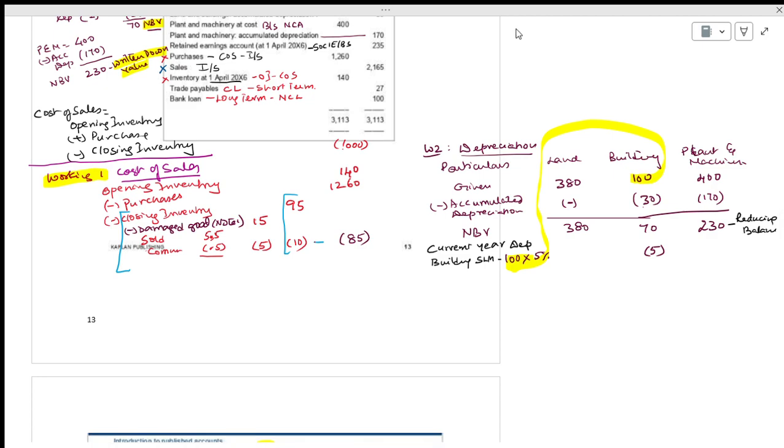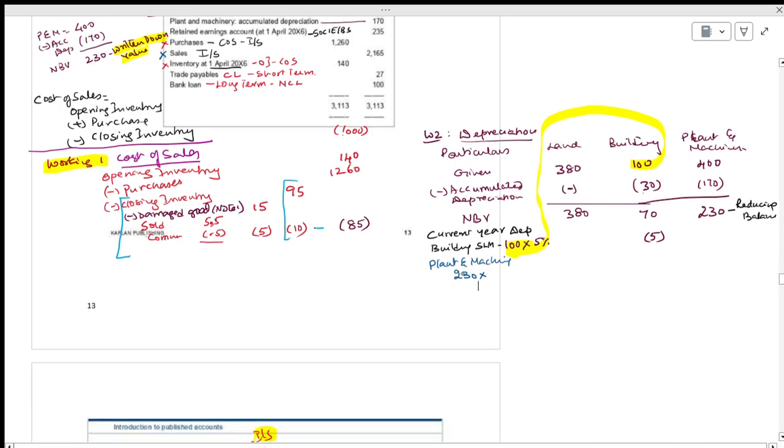I am changing the color. Okay, plant and machinery. How much is the reducing balance? 230. 230 means after accumulated depreciation. Write down in your notes: cost means before accumulated depreciation. Written down value means after accumulated depreciation. How much is there? 230.